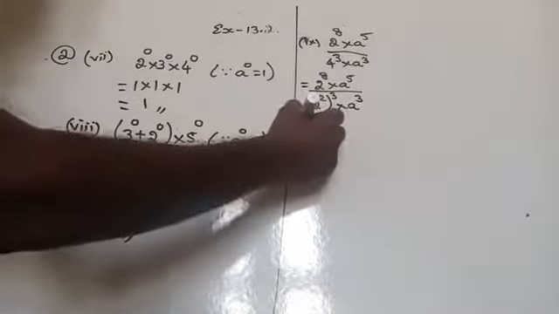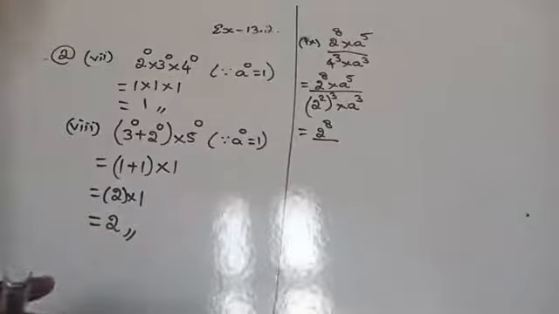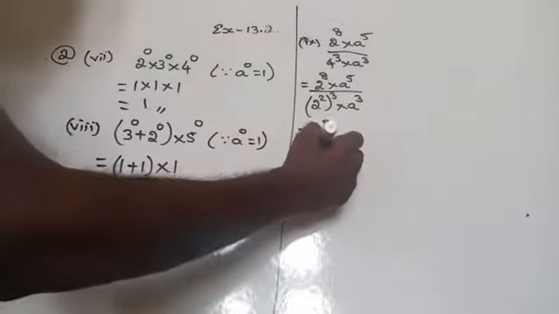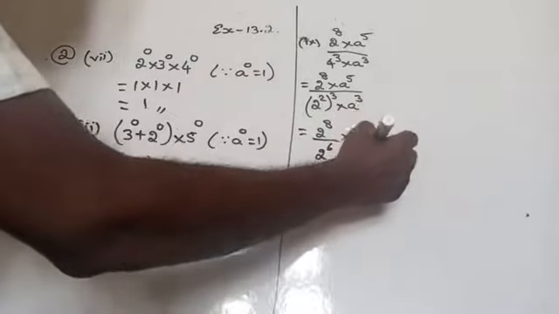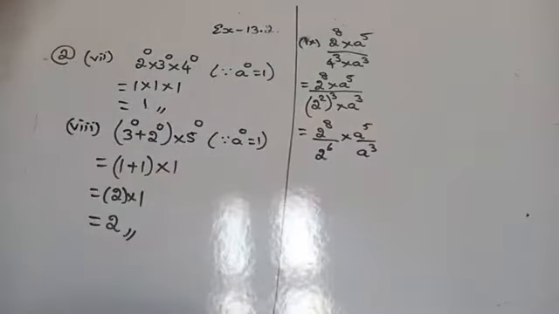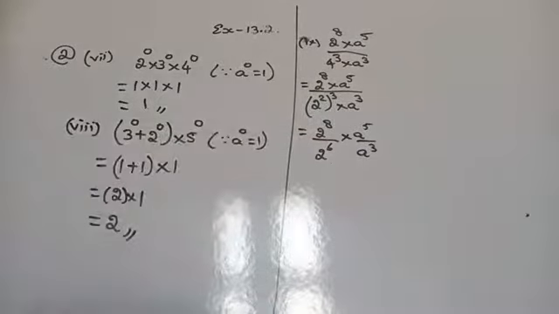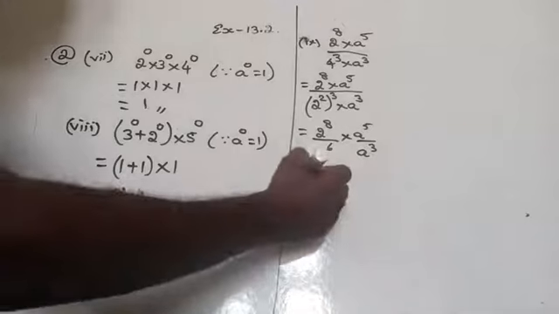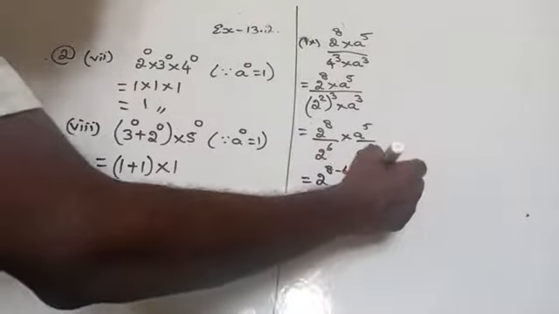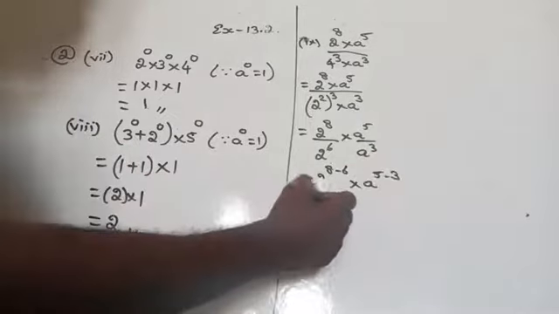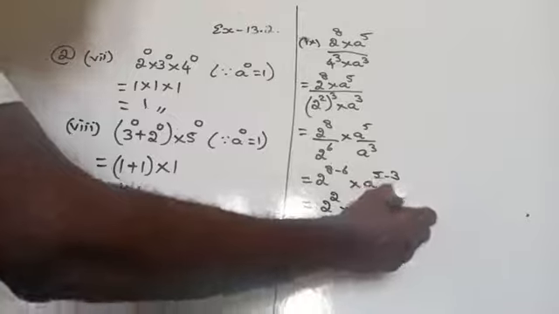Now a power m the whole power n means a to the power mn. So 2 to the power 6 into a power 5 by a power 3. Now it is in the form of a power m divided by a power n. So you can write a to the power m minus n, that is 2 to the power 8 minus 6 into a to the power 5 minus 3. So 2 to the power 8 minus 6 is nothing but 2. A to the power 5 minus 3 is nothing but 2.